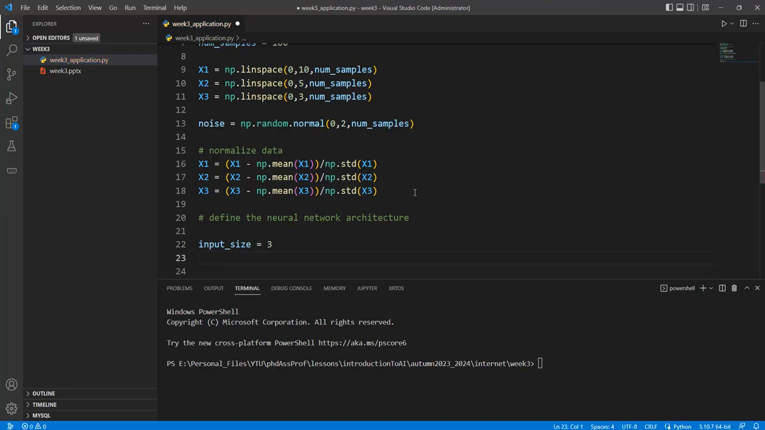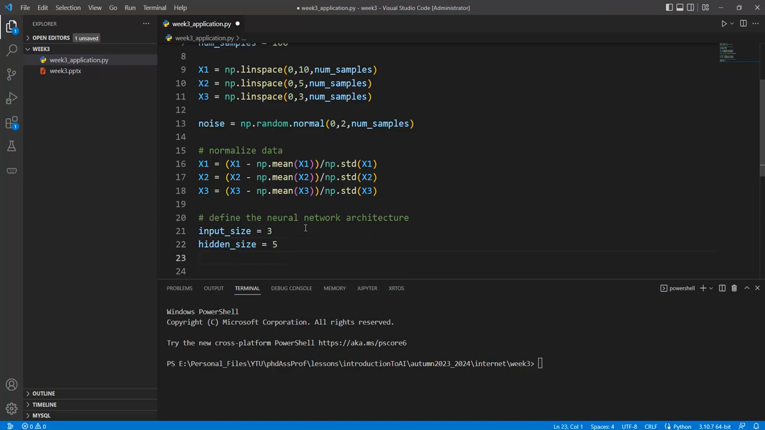The input size is the feature number, okay? The 100 is the training number. If we have three different kinds of input, we need to select this 3. And so we should also give the hidden size, for example, 5.